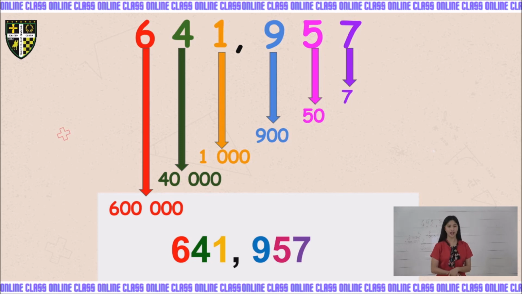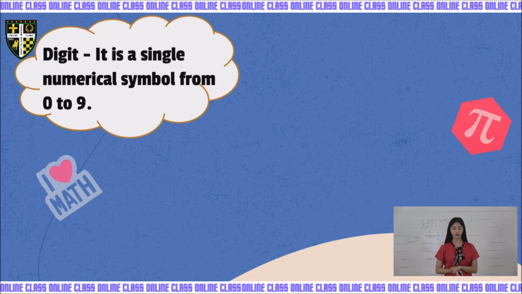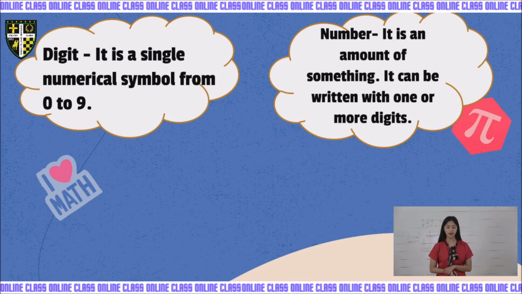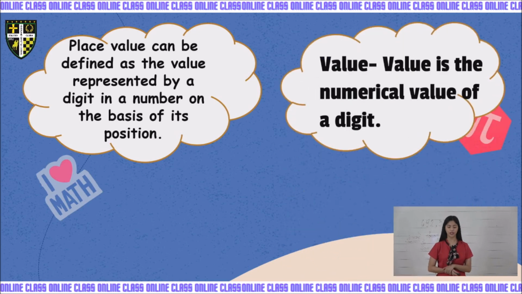So now let's have a short summary. A digit is a single numerical symbol from 0 to 9. A number is an amount of something. It can be written with one or more digits, so it means it is a group of digits. A place value can be defined as the value represented by a digit in a number on the basis of its position in a group of numbers. Value is the numerical value of a digit.